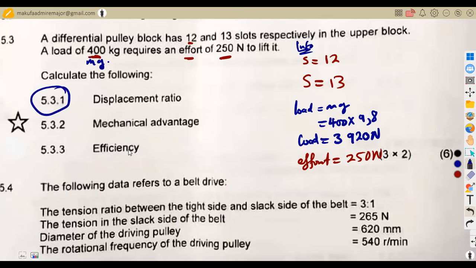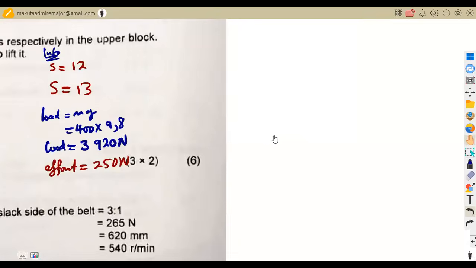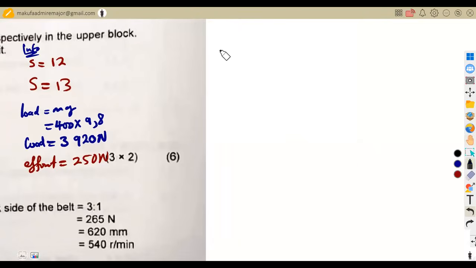From this information, we are asked now to calculate the following. 5.31, the displacement ratio. We're asked to calculate the displacement ratio. The displacement ratio is simply taken from our velocity ratio, which is supposed to be SE over SL. But here we are given the slots that are affected from the smaller diameter and of the bigger diameter. So we can consider from our velocity ratio concept. Remember, from our velocity ratio, we understand that, all right, let's just have it aside here.